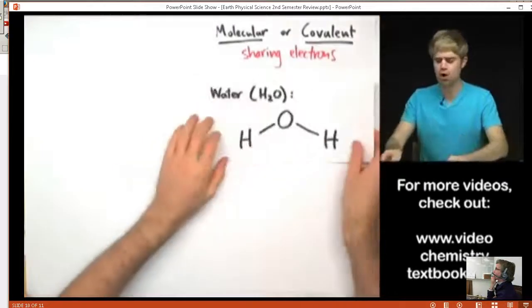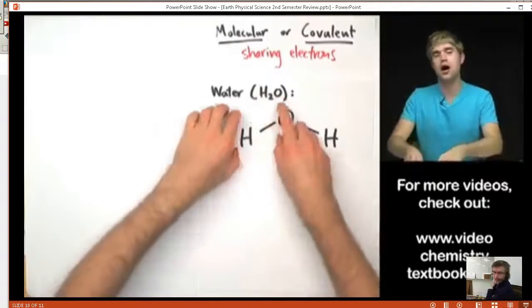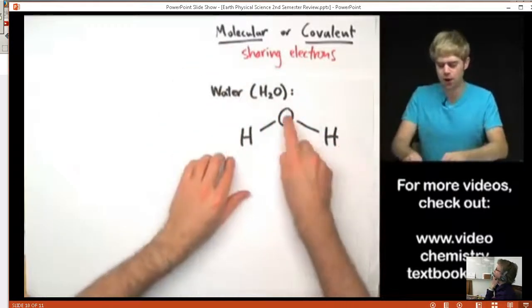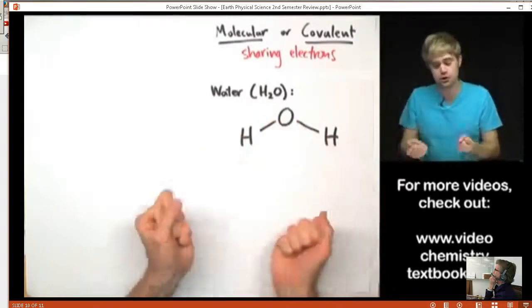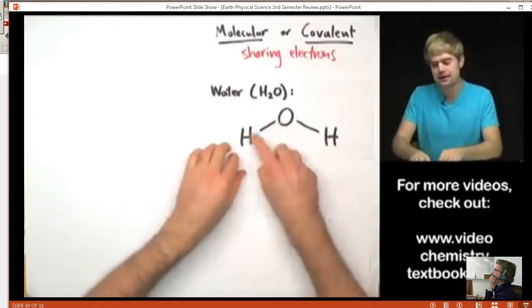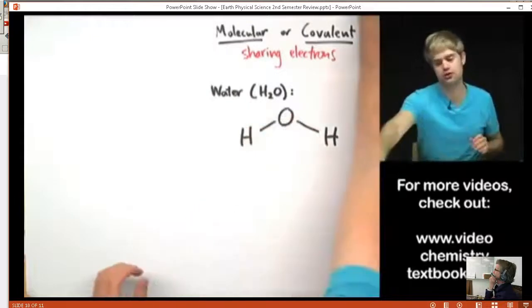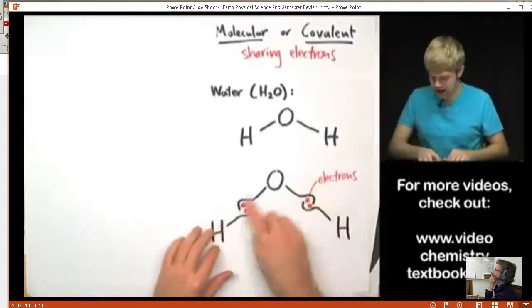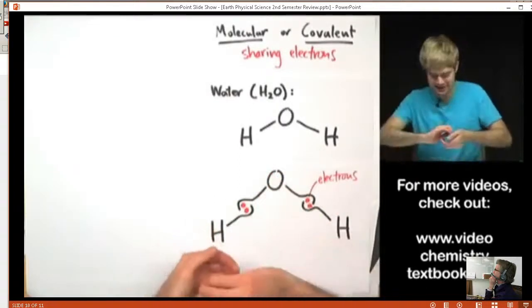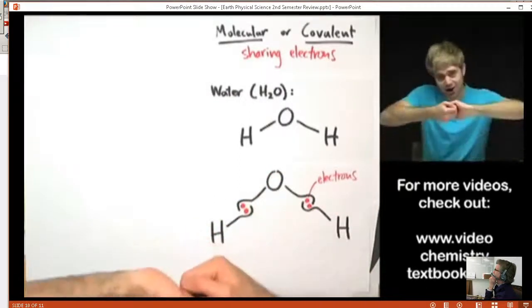Here's what I mean. Water, H2O, is a very common molecular compound. It's made of one oxygen and two hydrogens, and these lines between the atoms show that they're connected, and they mean that they're connected because they're sharing electrons. Here's how I like to think about this. It's like oxygen and hydrogen both have these little hands, and the hands are joined together.